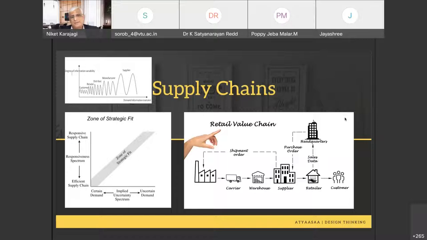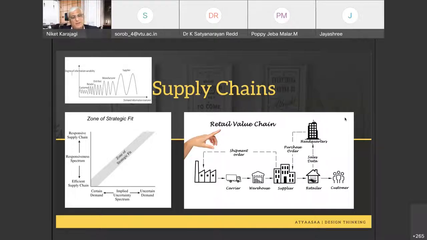But if you're looking at the strategic fit in supply chains, the problem is that the more responsive the supply chain, the more expensive, or the more the cost incurred in running the supply chain. The more efficient the supply chain, it means that the cost of running the supply chain is low.